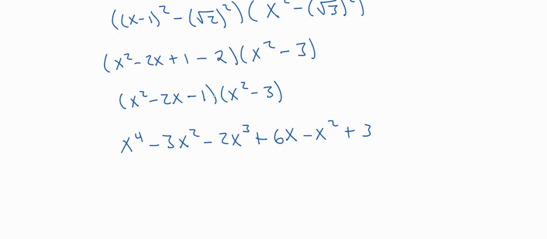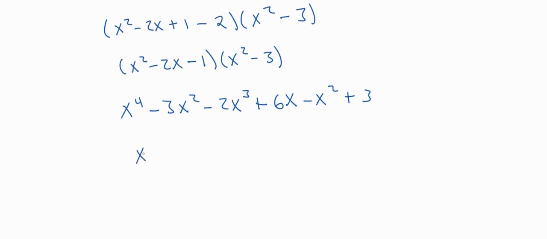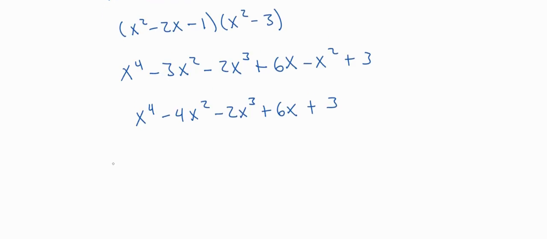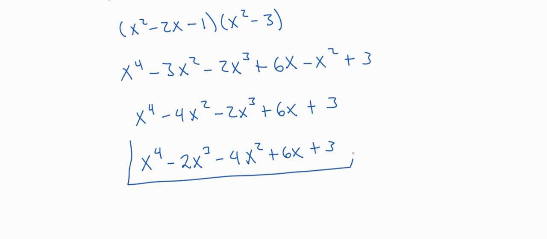And now combining like terms, we'll get a final answer of x to the fourth. Let's see, that's going to be minus 4x squared and minus 2x to the third plus 6x plus 3. And actually, I'm going to rewrite this one more time just so we get those exponents in descending order. And so I'm going to get x to the fourth minus 2x to the third minus 4x squared plus 6x plus 3 for a final answer here.